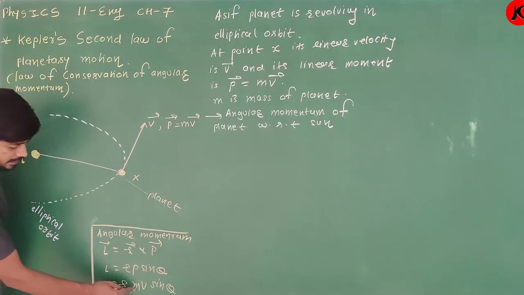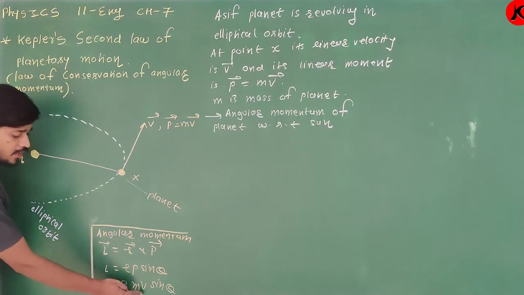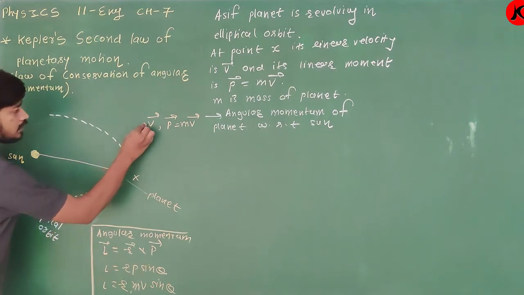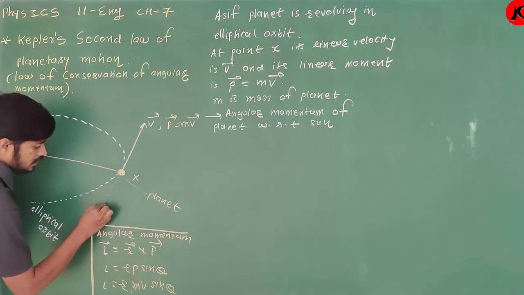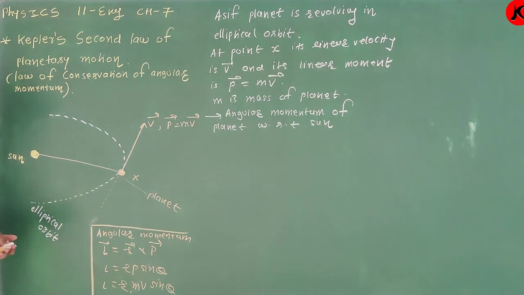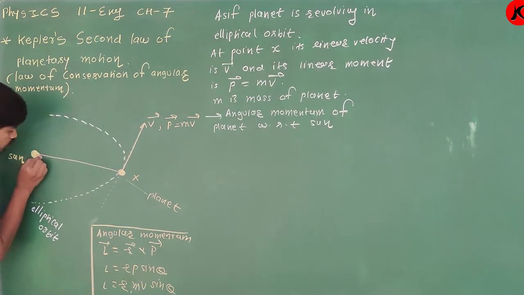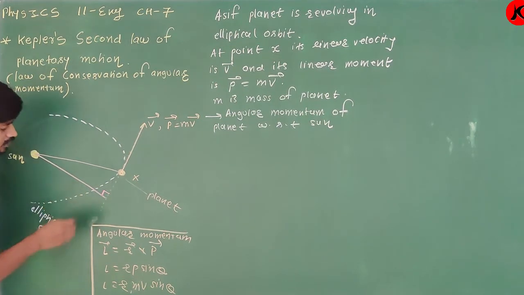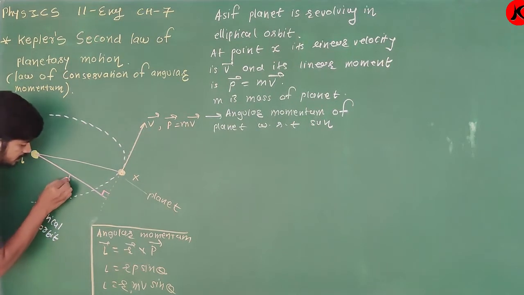L is equal to m v r sin theta, where m is the mass of the planet, v is the velocity of the planet, and r sin theta is the perpendicular distance. So see how to find this one. For that, draw the line of action of v, and from the Sun, draw one line which is normal to this line of action of p. So it is called the perpendicular distance.